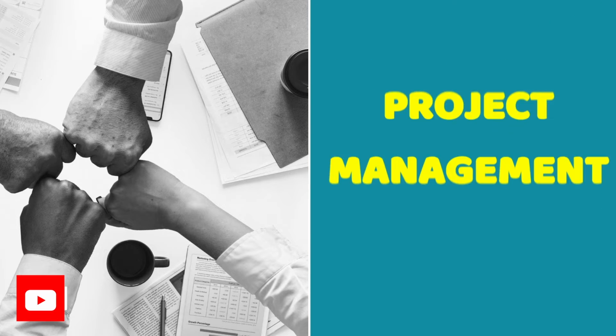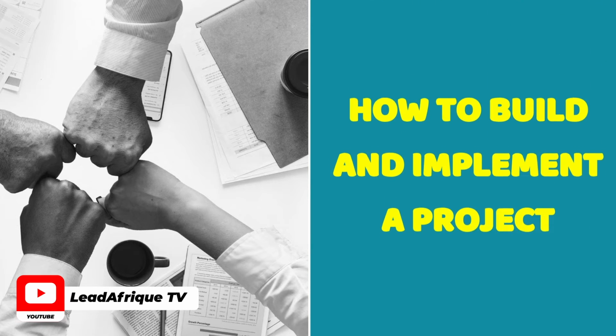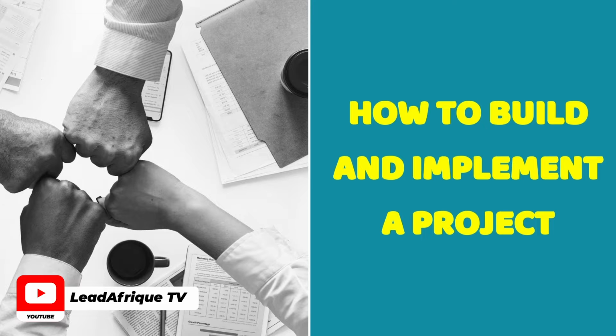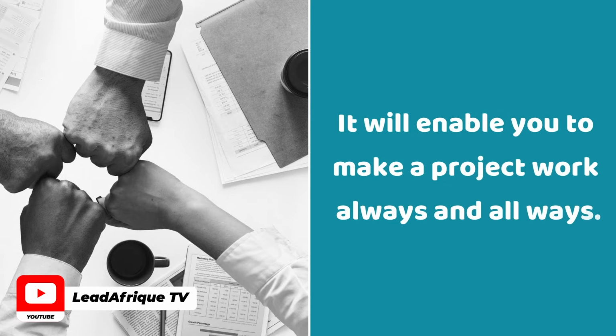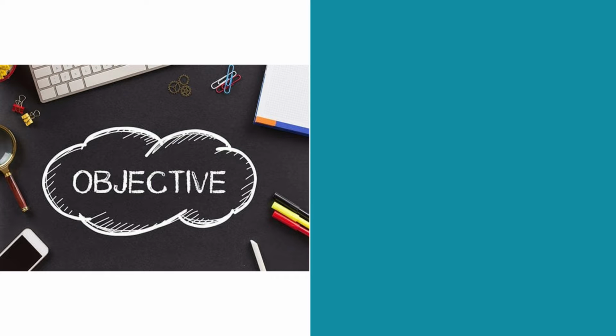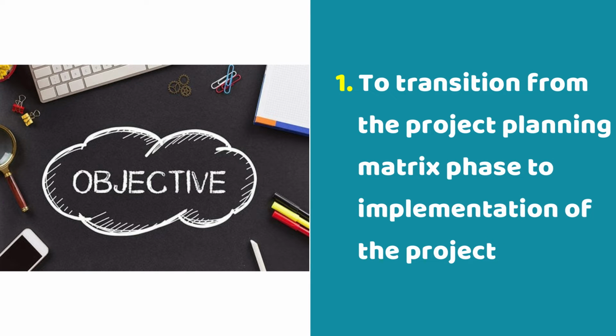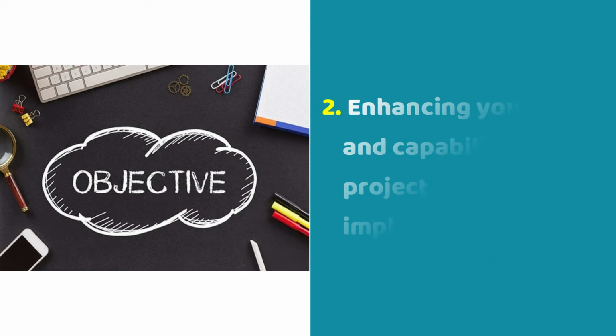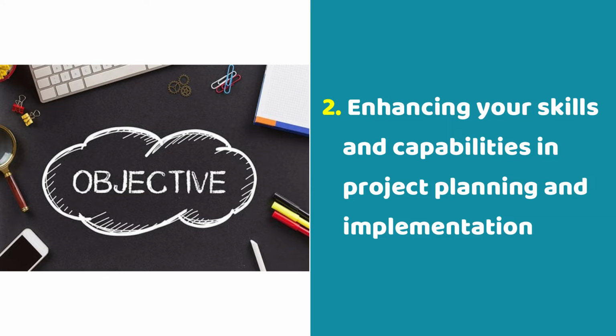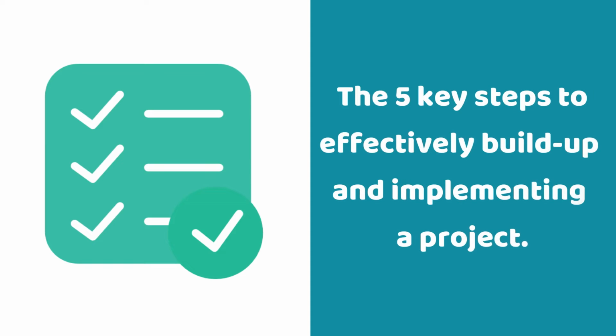Welcome to the study of project management. The name of the course is How to Build and Implement a Project. It will enable you to make your project work always and always. The learning objective of this course is to transition from the project planning matrix phase to implementation of the project, further enhancing your skills and capabilities in project planning and implementation. The course outline will focus on the 5 key steps to effectively build up and implement a project.